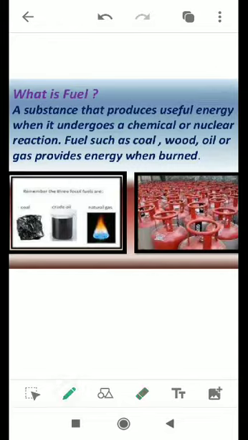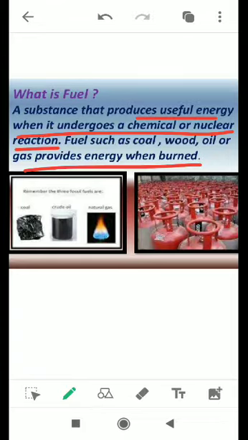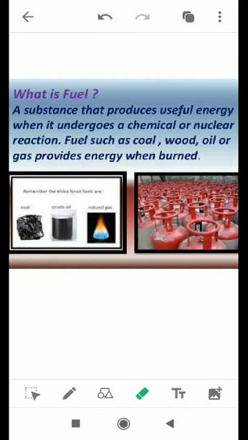A fuel is a substance that produces useful energy when it undergoes a chemical or nuclear reaction. Fuel such as coal, wood, oil or gas provides energy when burnt. So what is fuel? Fuel is any substance, it can be a combustible substance, that produces useful energy on burning.